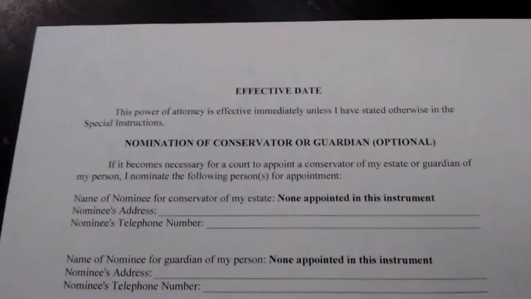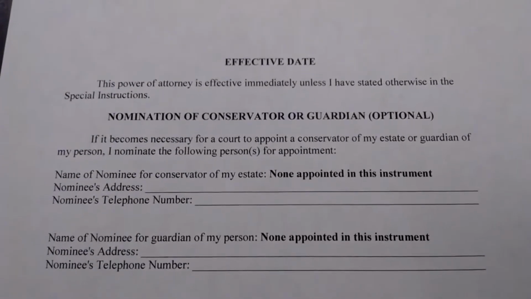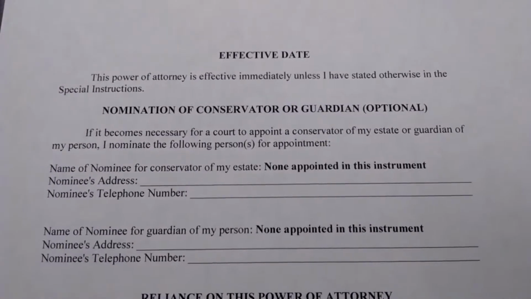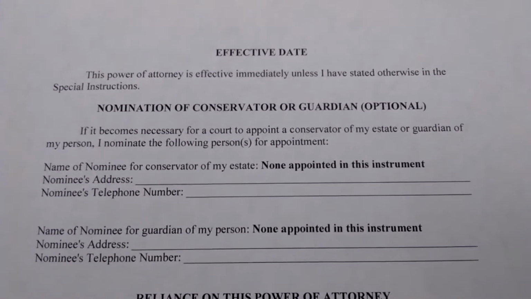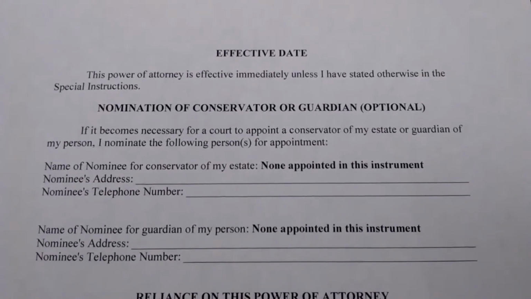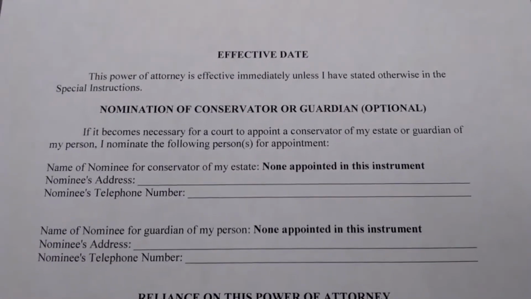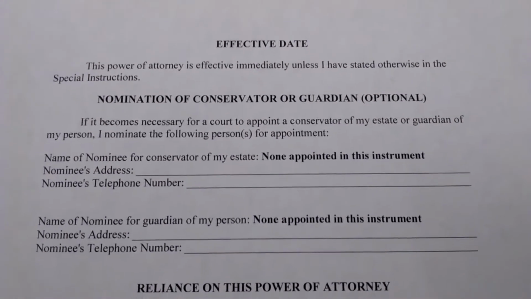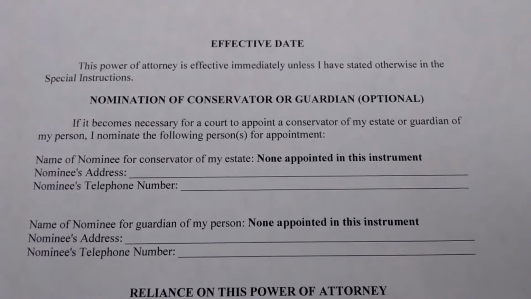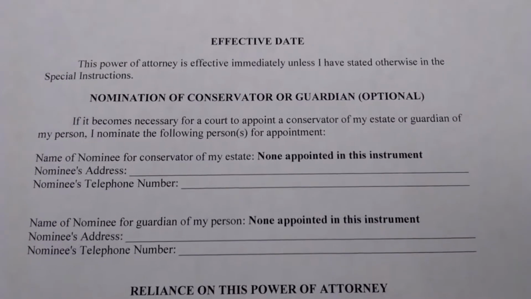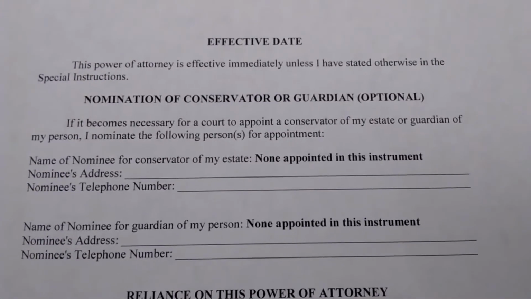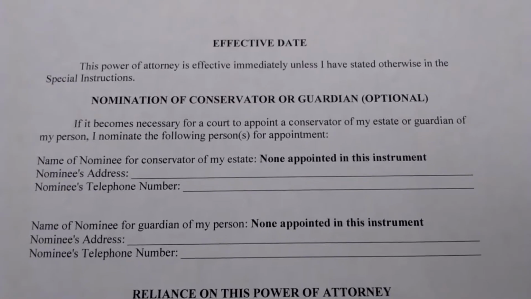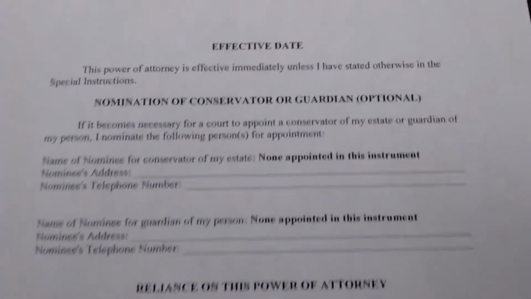And then finally, this last page, we'll usually have it effective immediately unless we've stated otherwise in the special instructions, like only becoming effective upon incapacity as defined by statute, or only becoming effective if someone has been deemed incompetent by their physician. And then nomination of conservator or guardian. I generally don't include this in this form. So my forms say none appointed in this instrument. If you want to change that, you can feel free to do so.